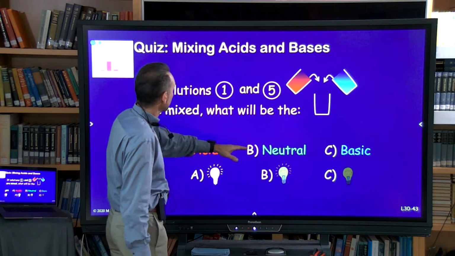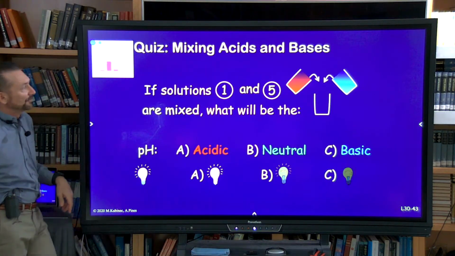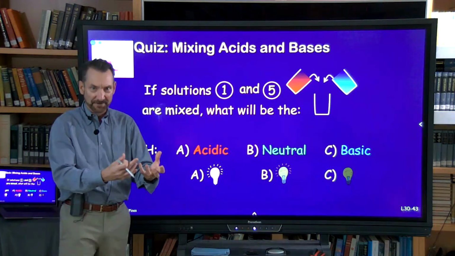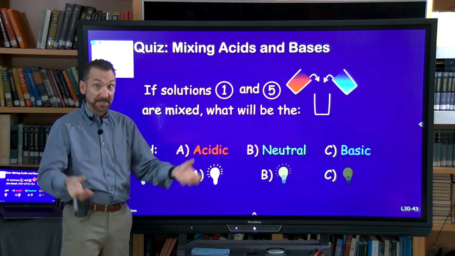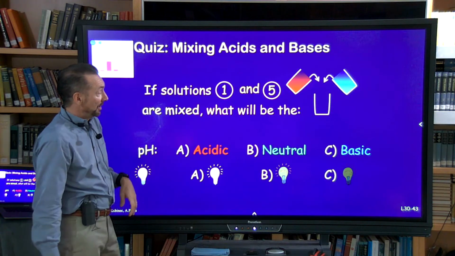About 80% of us think neutral. And yes, it's neutral. You mix equal concentrations of strong acid and strong base. That's your gut feeling, and your gut feeling is right in this case. That's a neutralization reaction. That's going to be neutral.